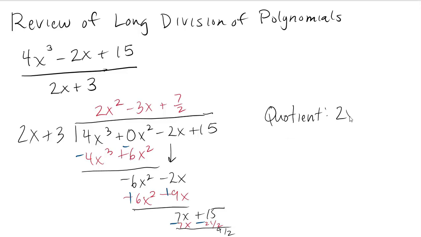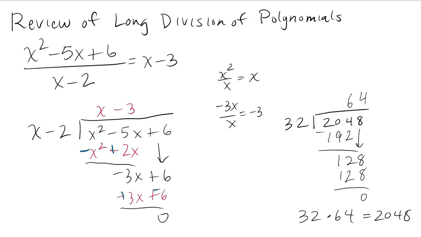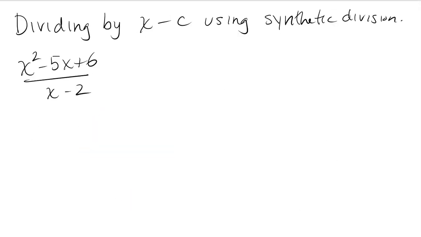The quotient is 2x squared minus 3x plus 7 halves, and the remainder is 9/2. Now, when your divisor is a linear expression with leading coefficient 1, like in our first example, x squared minus 5x plus 6 divided by x minus 2, you can use another technique called synthetic division. Synthetic division allows us to avoid recopying all of these unnecessary terms, but it relies on the fact that you're dividing by a linear expression with a leading coefficient of 1.